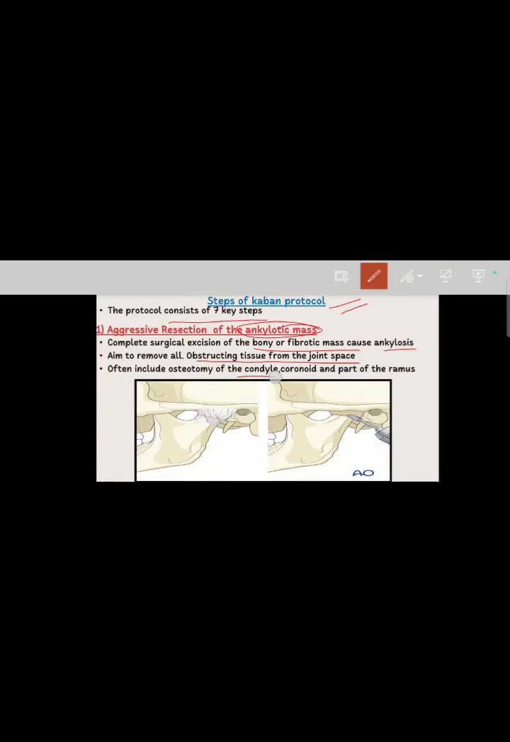Often include condylar osteotomy, coronoid osteotomy, and part of the ramus removed. So it shows the ankylotic bone. Then in the second diagram it shows the cutting and the removal of the ankylotic bone. It is emphasizing complete clearance. So this is resection of the ankylotic mass.